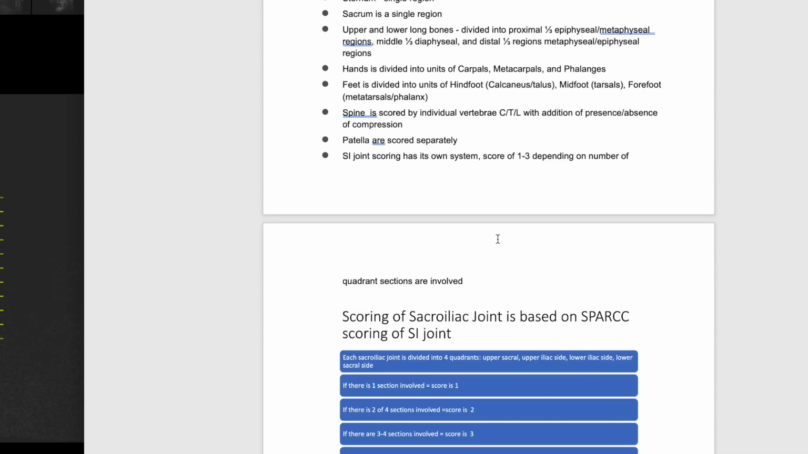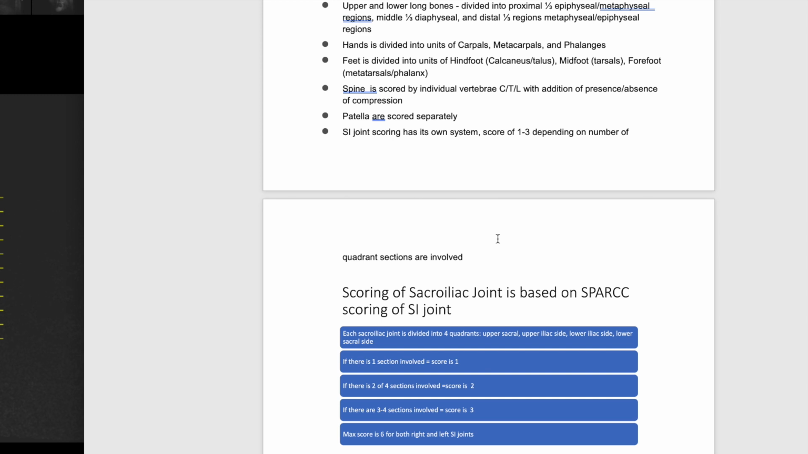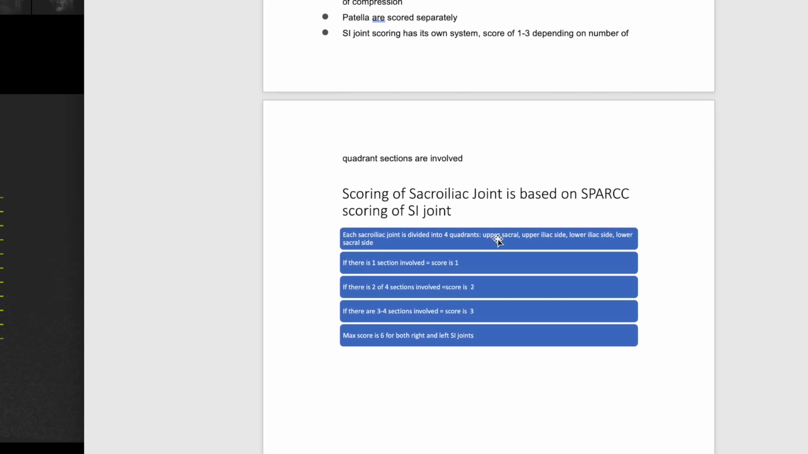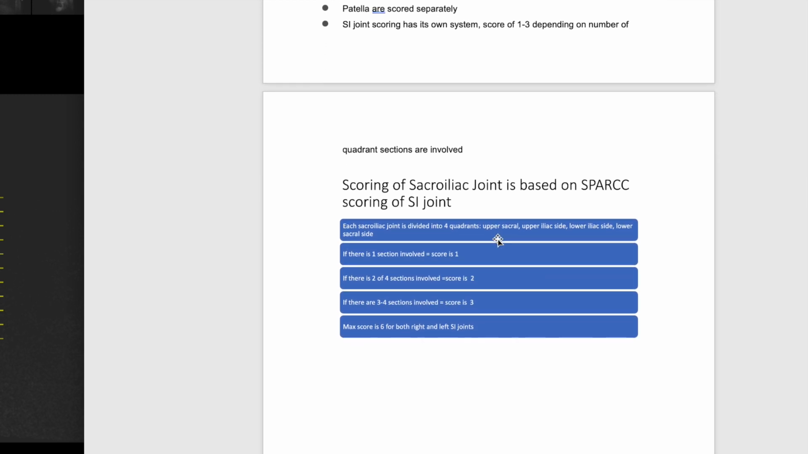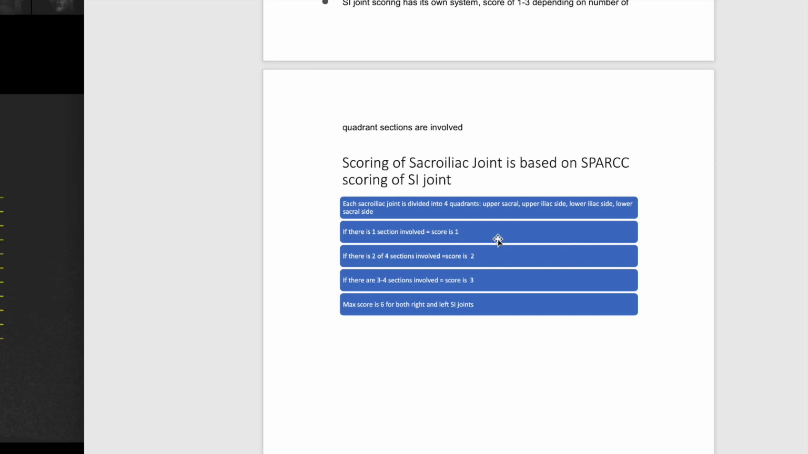And if there's one area of involvement, we give that a score of 1. If there are 2 out of 4 sections involved, we give that a score of 2. And if there are 3 or 4 sections involved, we give that a score of 3. So you can get a max score of 3 on each side.